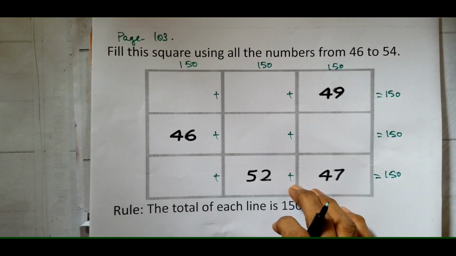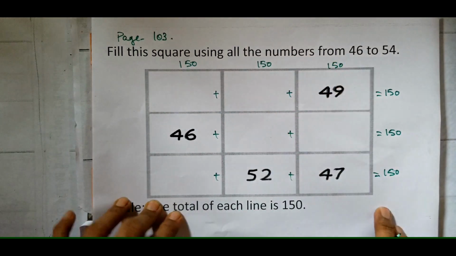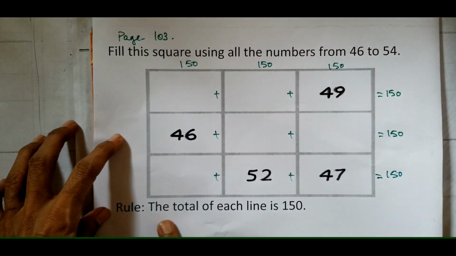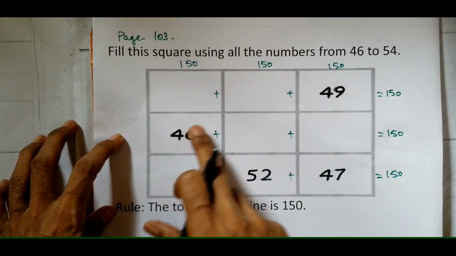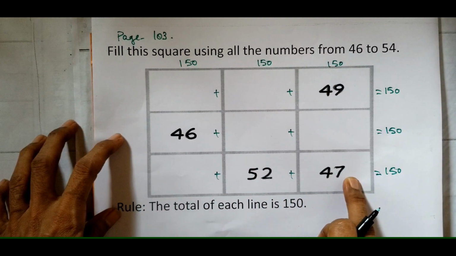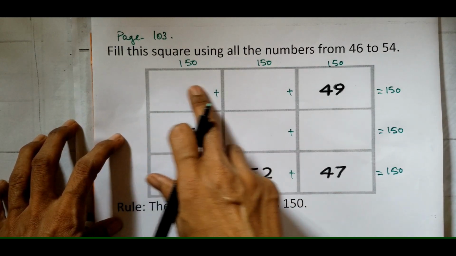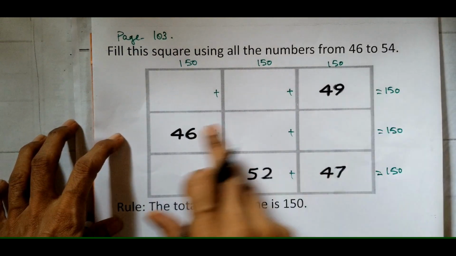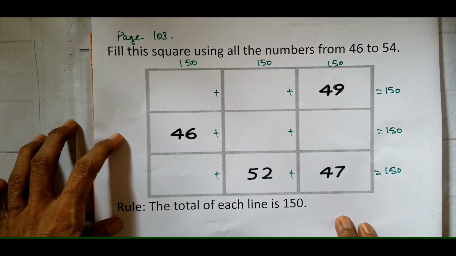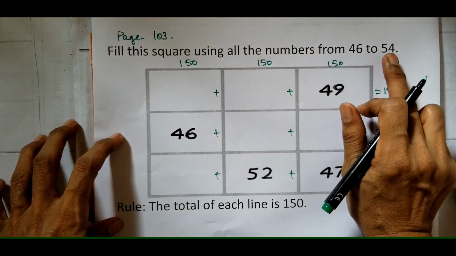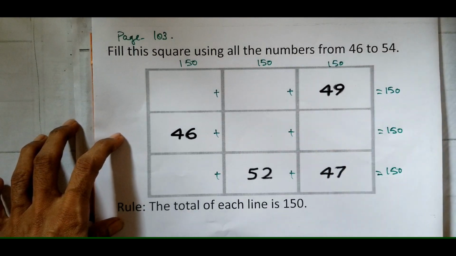Page number 103, magic squares. Fill this square using all the numbers from 46 to 54. And the rule is the total of each line is 150. You can see a square here, few numbers written inside it. We need to find the numbers for the blank boxes. The rule is you should get 150 by adding this way and also column wise, vertically. And the numbers should be from 46 to 54. Not a single number should be repeated. It can come only once.